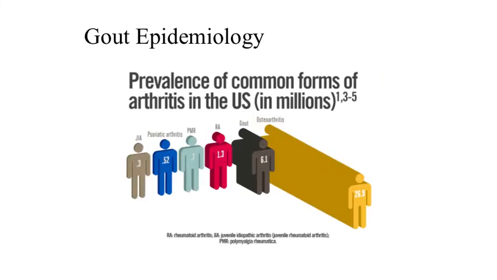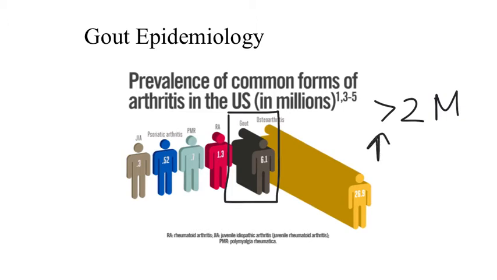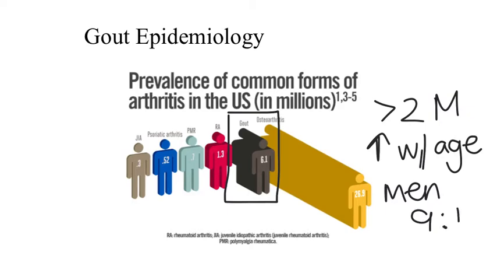When it comes to underlying causes of arthritis, gout is the second leading cause after osteoarthritis. It affects over 2 million people in the United States, and its incidence increases with age. Unlike some of the other arthritis conditions we've talked about, gout is significantly more common in men, with a 9-to-1 ratio compared to women.